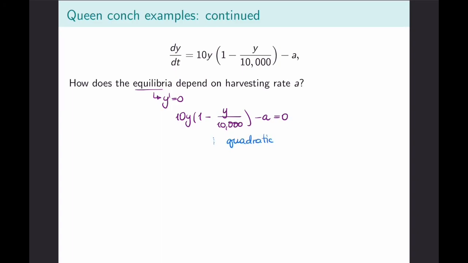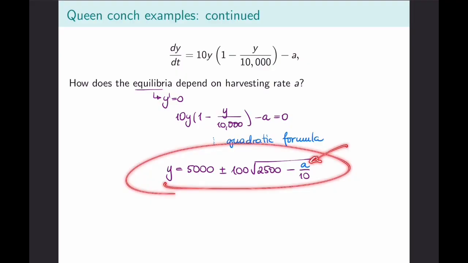I'm not going to go through the exact steps of the quadratic formula. This is fairly straightforward. I will simply record the result. The result of the quadratic formula will be that y equals 5,000 plus or minus 100 square root of (2,500 - a/10). So I notice that my parameter a is present here at the end. Let me actually highlight it in a different color. There we go. So how can I determine the values of y depending on the values of a?